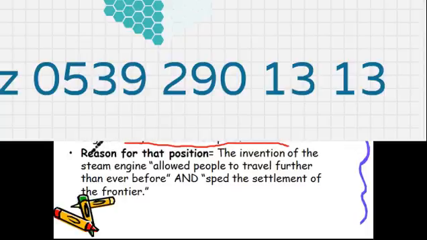And then they're going to support that main point with a couple reasons. The invention of the steam engine allowed people to travel further than ever before. Again, that is their reason to support their topic. It's important that you always have a clear topic, a position on that topic, and clear reasons why for each thesis statement you write.